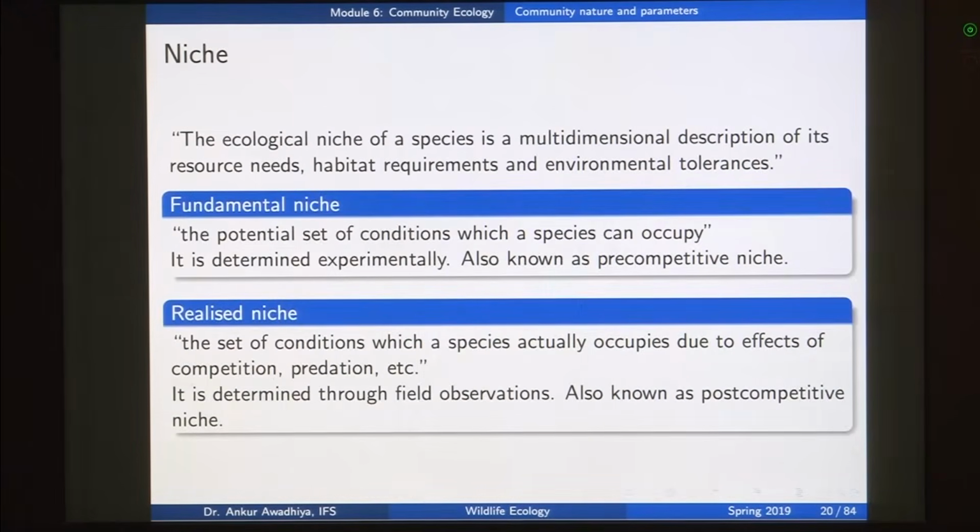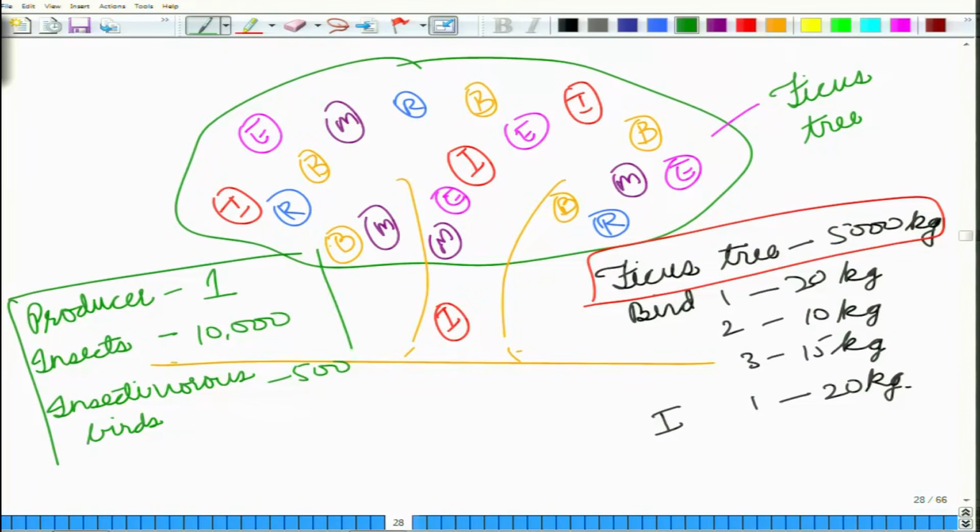From the guilds, we can also move on to the niches. The ecological niche of a species is the multidimensional description of its resource needs, habitat requirements, and environmental tolerances. So, essentially when we are talking about these different organisms, in the case of guild we are looking at one particular resource which is the food. If we bring in other resources such as the habitat, so what are the species that live on the ground, what are the species that live on the branches, what are the species that live on the foliage, or we look at other environmental characteristics.